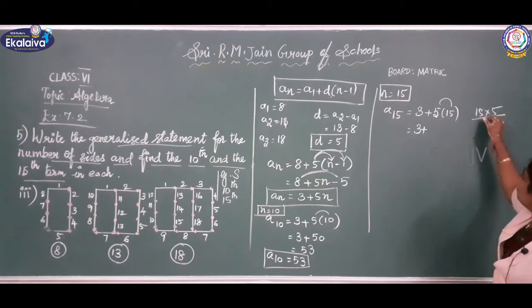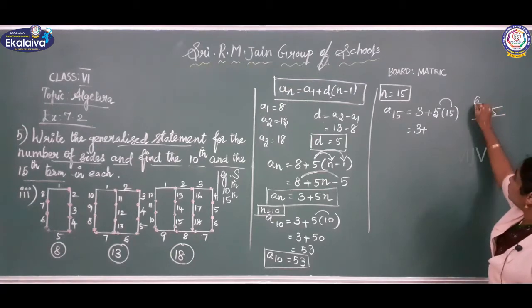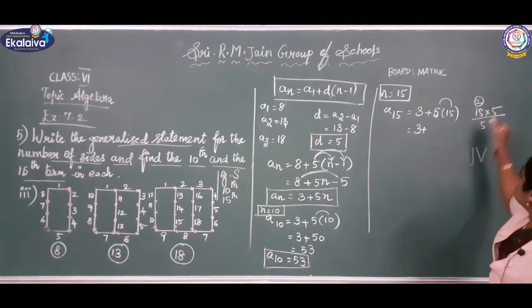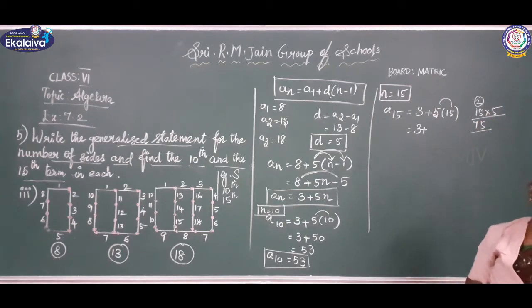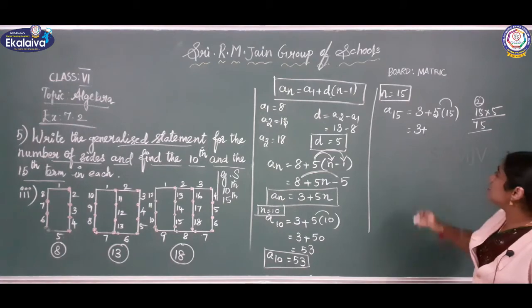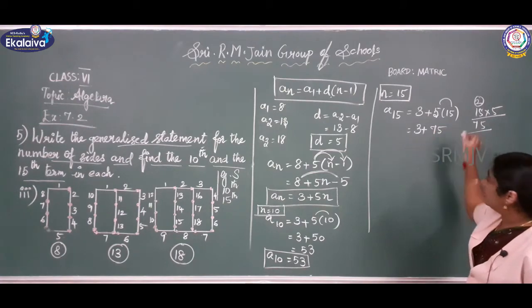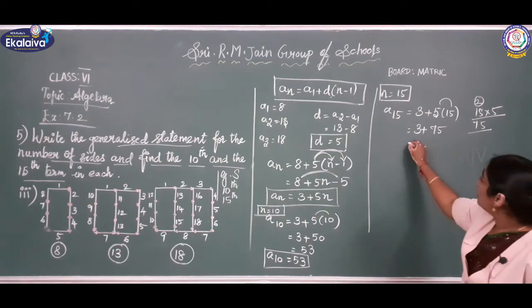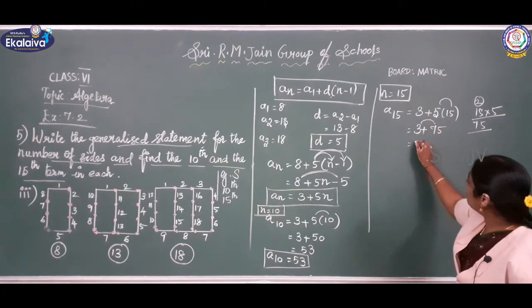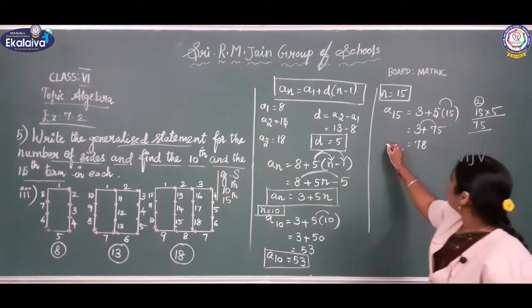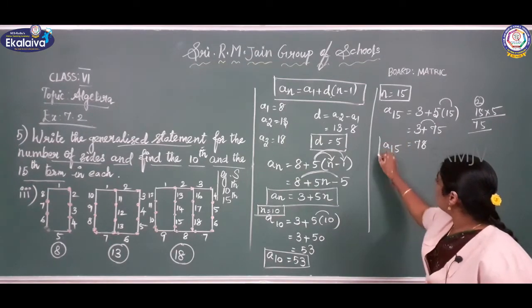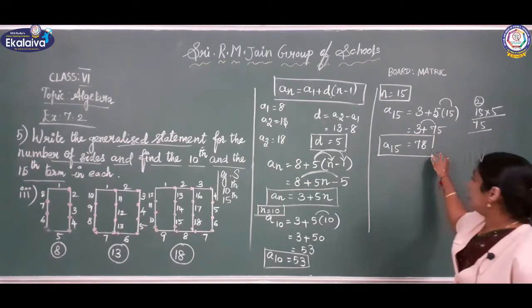75. 5 5s are 25. 2 carry over. 5 1s are 5. 5 plus 2 is what? 75. Okay, so 5 15s are 75. Clear, children? Now listen, this 3 plus 75, which is what? 78. So a15 is equal to 78.